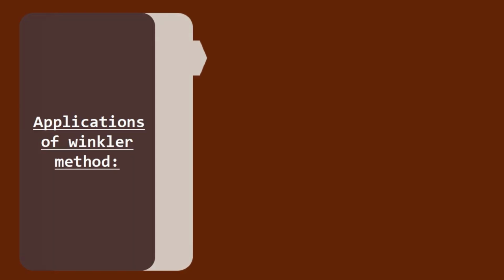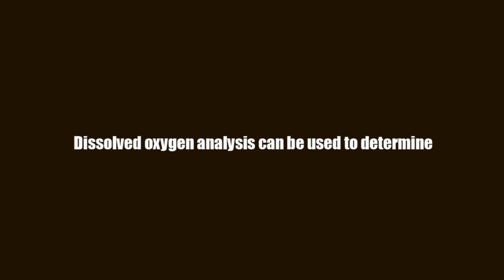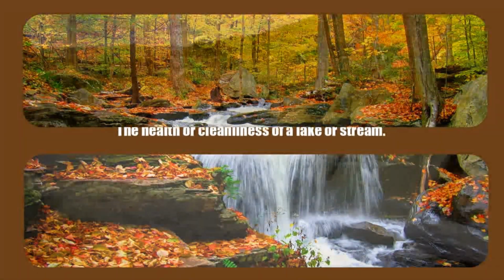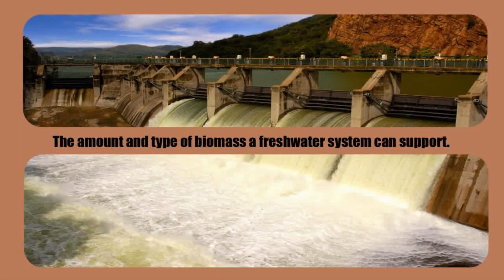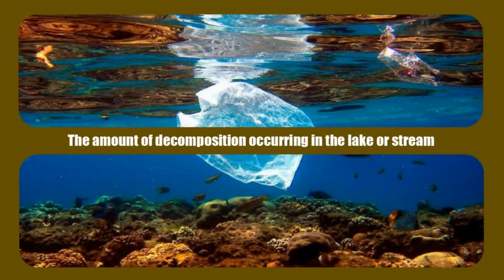The Winkler method is used to measure dissolved oxygen in freshwater systems. It is used as an indicator of the health of a water body, where higher dissolved oxygen concentrations are correlated with high productivity and little pollution. Dissolved oxygen analysis can be used to determine the health or cleanliness of a lake or stream, the amount and type of biomass a freshwater system can support, and the amount of decomposition occurring in the lake or stream.